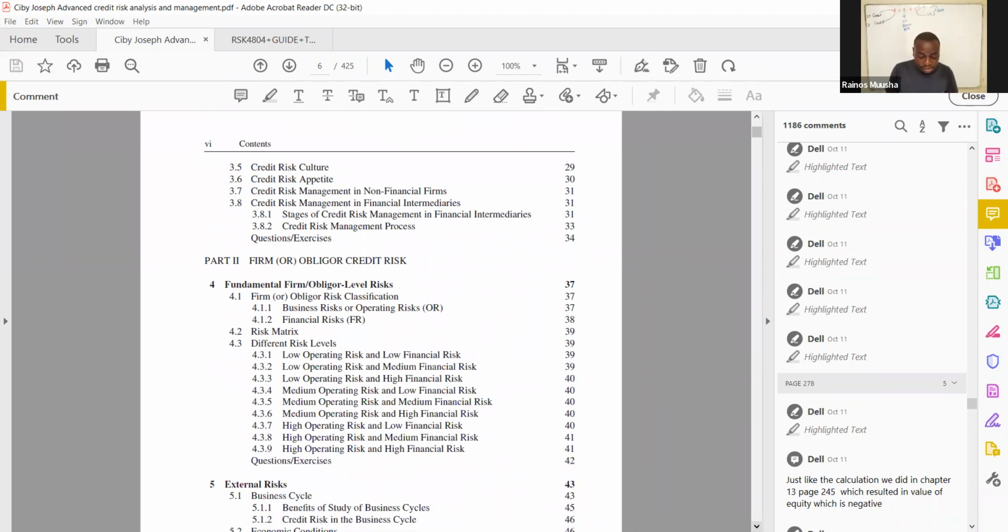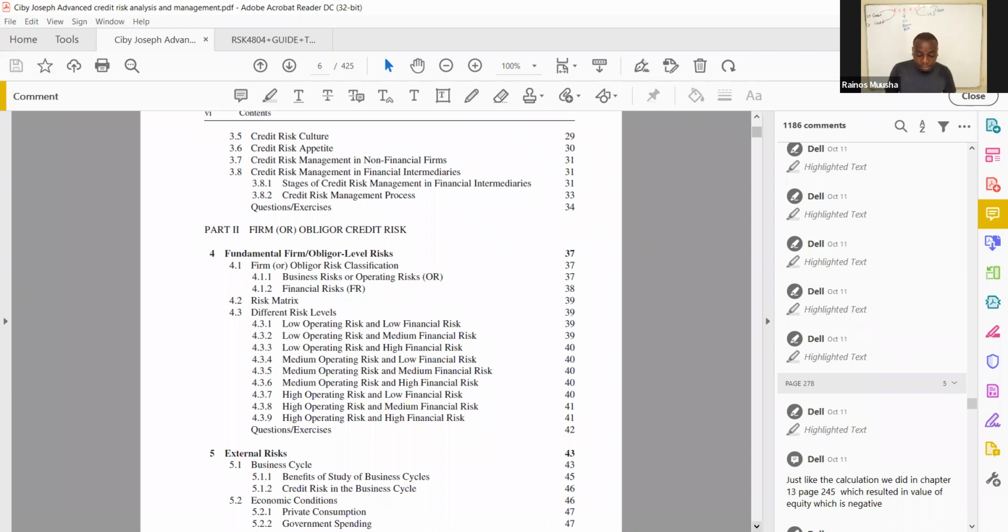Then we look at fundamentals of firm or obligor level risk as well. So from chapter 4 onwards, overall you are not necessarily giving out credit to individual customers or individual entities. Since we're looking at it from the perspective of the company that is investing in giving out credit, when you're giving out credit to 2 or more borrowers, you're now having a credit portfolio, right?